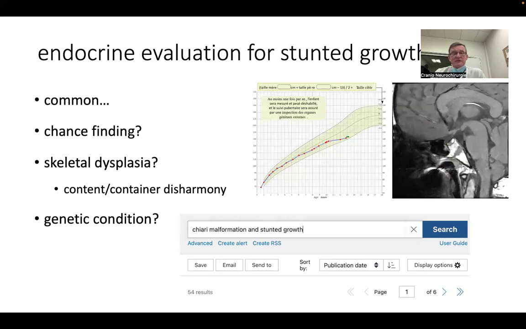So is it a chance finding? Is there a link between the stunted growth and the tonsillar herniation? Because it can be a skeletal dysplasia. It can be a problem of content and container disharmony. And if you go to the internet, you make a search with Chiari malformation and stunted growth. Here I found 54 results. That means it is a common occurrence, very well known in the literature.